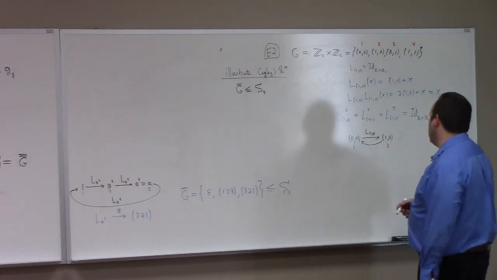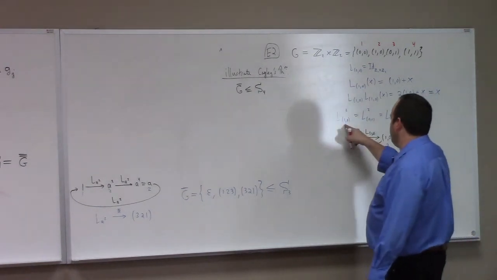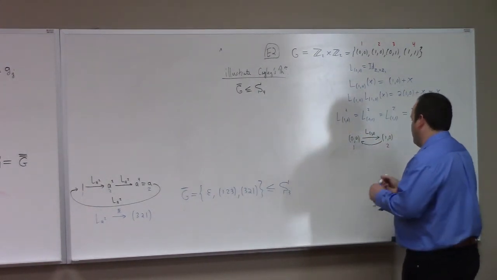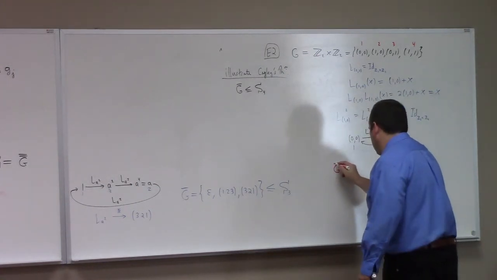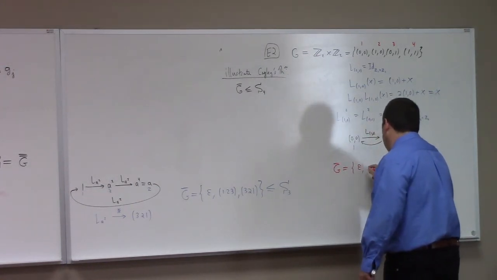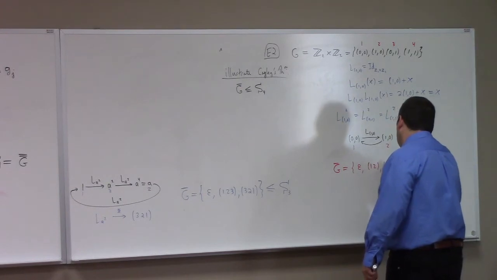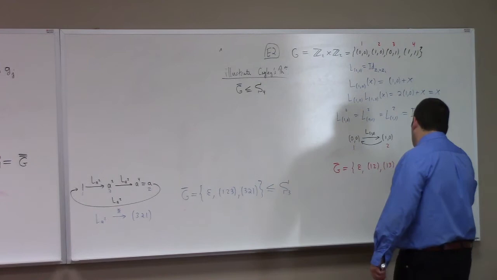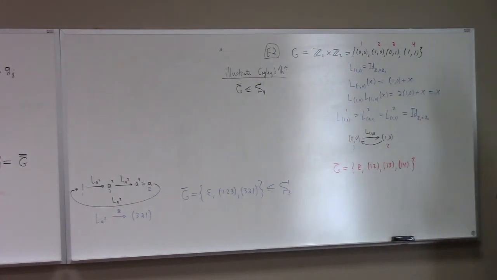So this one, and then likewise for the others. So G bar is going to be the identity permutation, (1 2), (1 3), and then (1 4). That's the isomorphic subgroup of S4 to Z2 cross Z2, also known as the Klein 4 group, right? Three elements of order 2 and the identity.